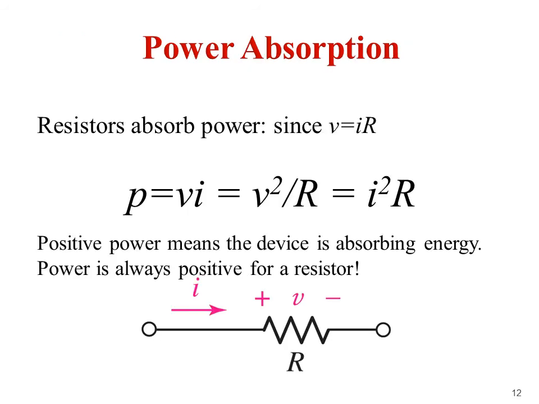Now, the power absorption in a resistor. Resistors absorb power. Since V is equal to I into R, P is equal to V into I. From this equation we can say that P equals V square by R, which is also equal to I square into R. Positive power means the device absorbs energy. Power is always positive for a resistor.